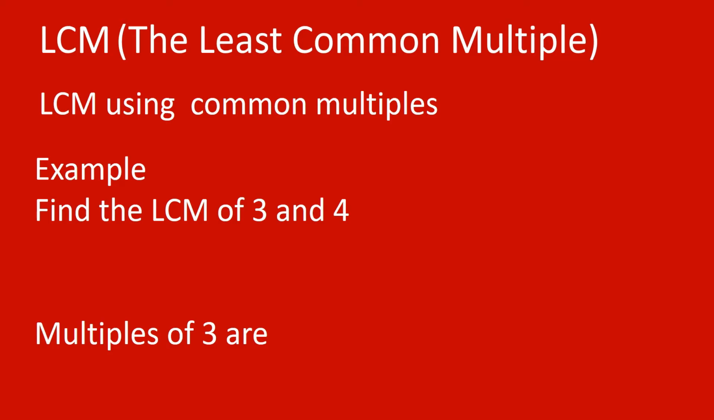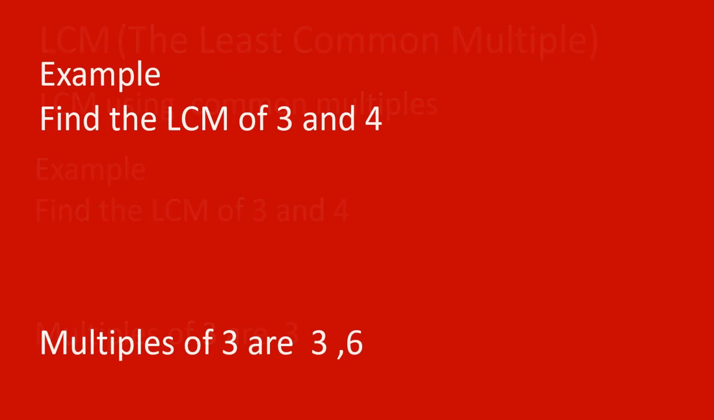In the first step, we have to write multiples of 3 and multiples of 4. First, we write multiples of 3. Multiples of 3 means we have to write the tables of 3. So the first multiple of 3 is 3. Then the next is 6, or we add 3 to each number. Then the next is 9.